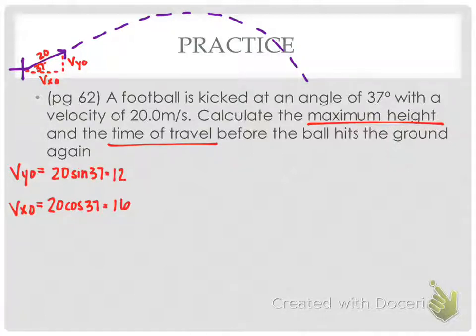Okay, so whenever we see angles, first thing we do is break that into its x and its y components. Okay, that's the very first thing we do when we see angles. So when we're given the velocity 20 meters per second, we would never put that into an equation? Bingo.